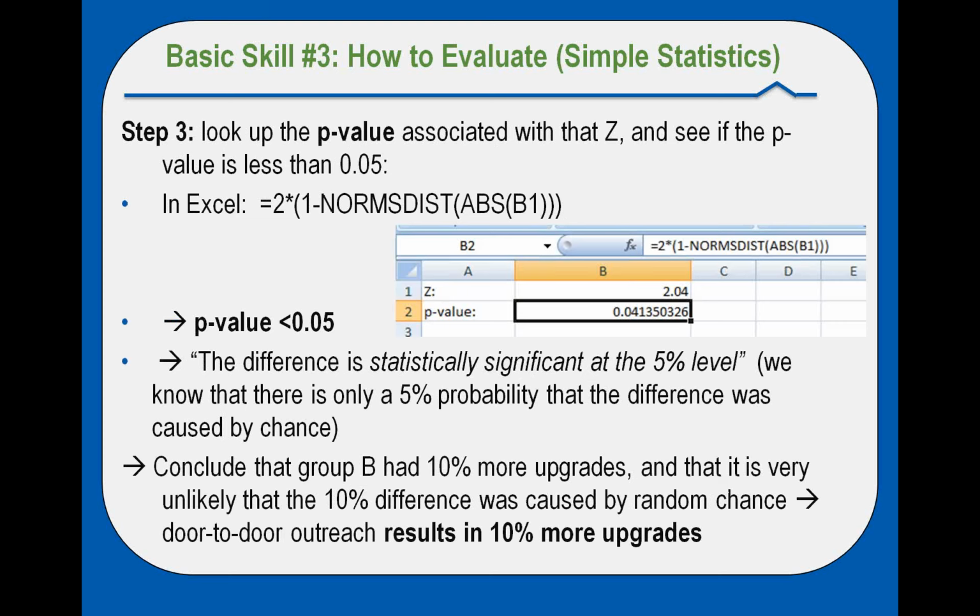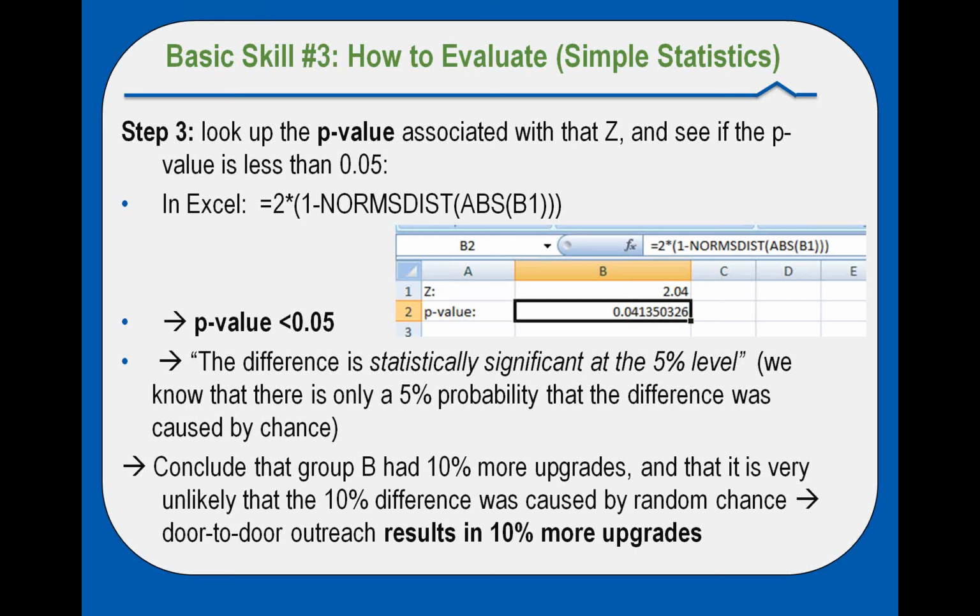Okay, so now that we have our Z statistic of 2.04, what we want to do in step 3 is look up the p-value that is associated with that Z and see if the p-value is less than 0.05. The easiest way to do this is just to go to Excel. It has a function that will do this for you, which I've written there. So in this case, if our Z statistic is 2.04, our p-value for that is going to be 0.04135. But the main point here is that this p-value is less than 0.05.